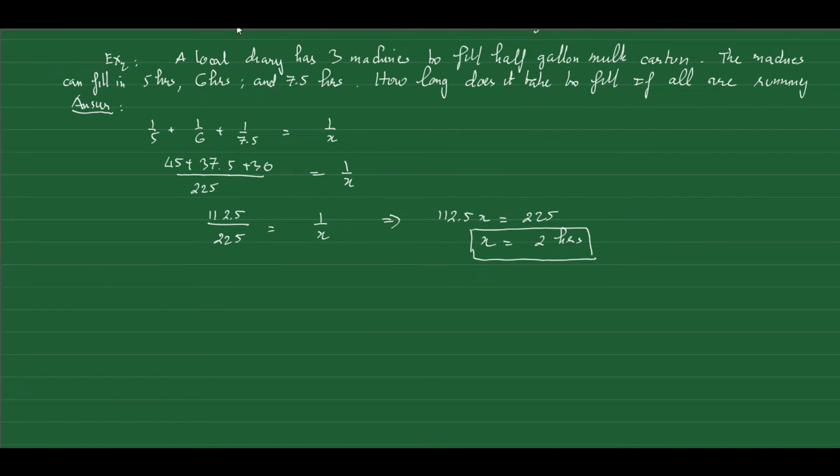Now the third problem. The third problem is the motion problem. You remember, if you hear motion problem, we have to use d equals rt, right? Distance, rate, and time. So we're going to use this formula, and we have a problem like this.